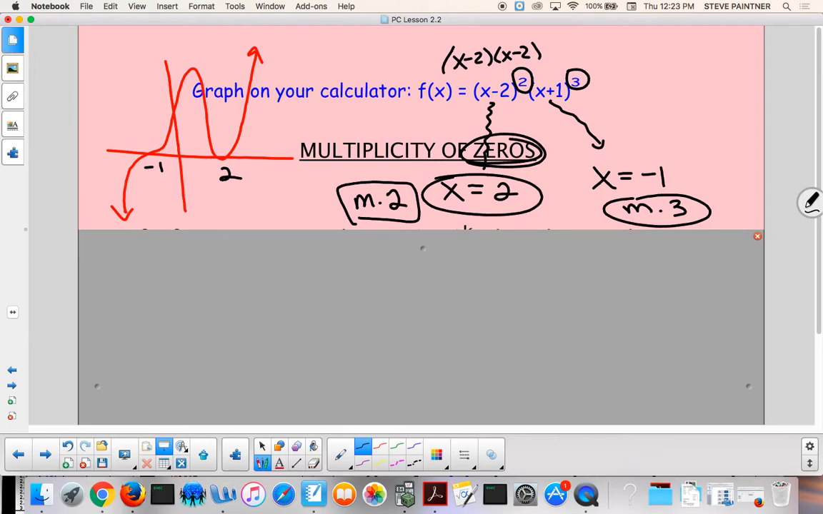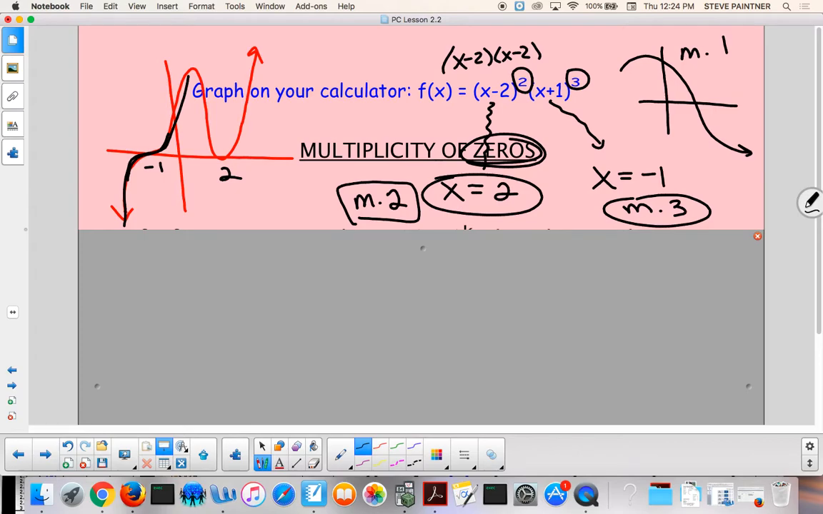Now, when it comes to odd multiplicity, 3, notice what happened here. Multiplicity of 3, it does cross the x-axis, but it didn't just go right through it. It kind of swayed a little slower, and then it took off. So the slower it goes through, the higher the multiplicity. Multiplicity of 1 would look like a line. It pretty much just crosses. There's no hesitation. It doesn't ride the x-axis, it goes right across. The higher the multiplicity, the slower it will cross.